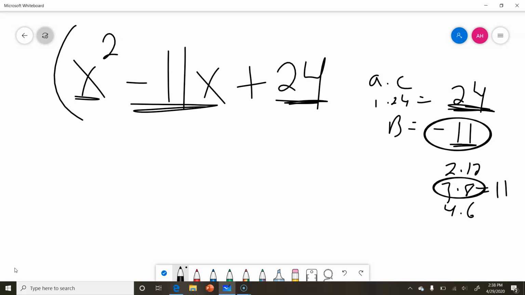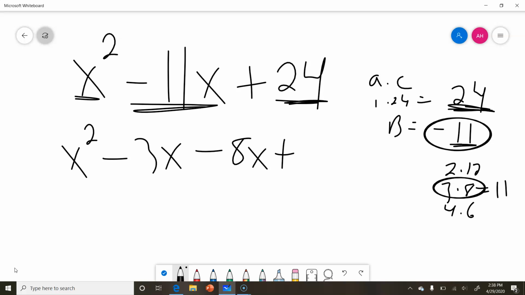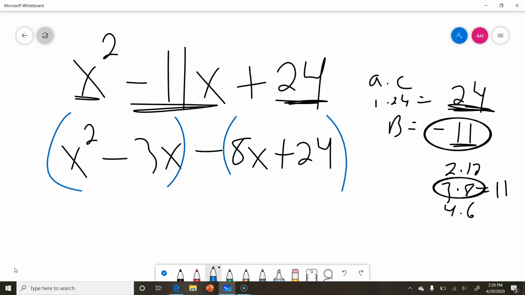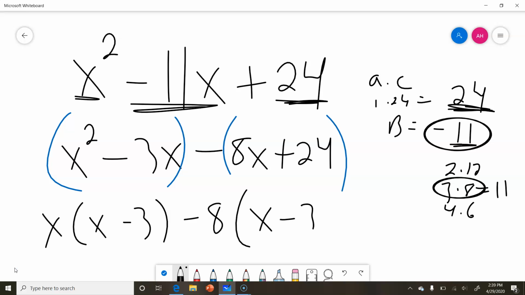So I group these, oops, sorry, not yet. I rewrite this here as x squared minus 3x minus 8x plus 24. Okay, now I do my grouping like this, okay? And so when I go to pull this out, I pull out an x on this side, and I'm left with x minus 3. And I come to this side, and I can pull out an 8, and I get an 8 there, and I'm left with x minus 3.